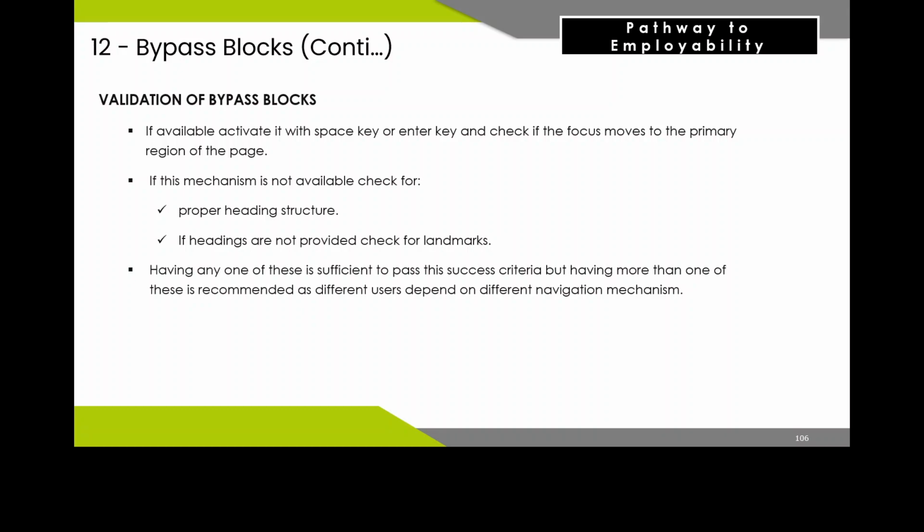Also check for the use of landmarks on the page. Use the shortcut D to move between different landmarks. Or use NVDA plus F7, function key 7, to open the NVDA elements list dialog. Select the landmarks from the choices. Check for prominent landmarks such as banner, navigation, main, complementary and content info. Having a skip link or proper heading structure or landmarks is sufficient to satisfy this technique. However, having more than one bypass technique helps different user groups.